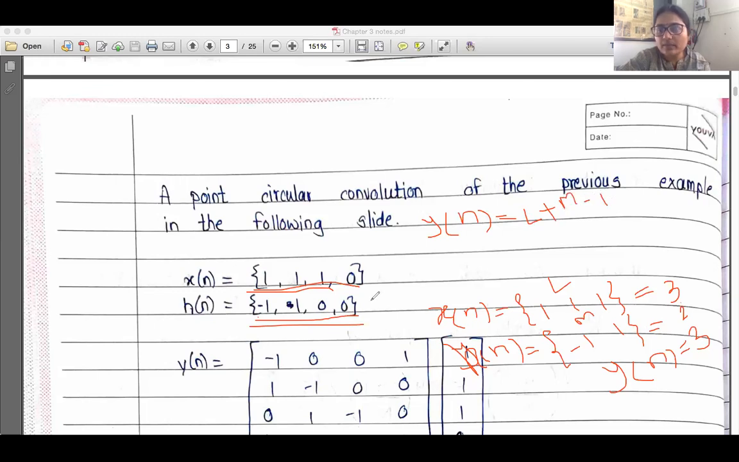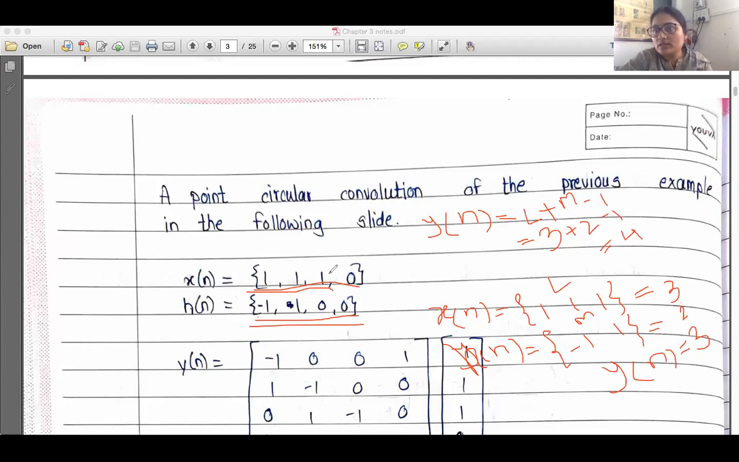Now here, L, the number of points in the input sequence, is equal to 3. The length of the input sequence is 3. The length of the impulse sequence is 2. Minus 1. So what is the output length? It is equal to 4. So in order to get the length of the output sequence y of n equal to 4, what are we supposed to do? We are supposed to add zeros.